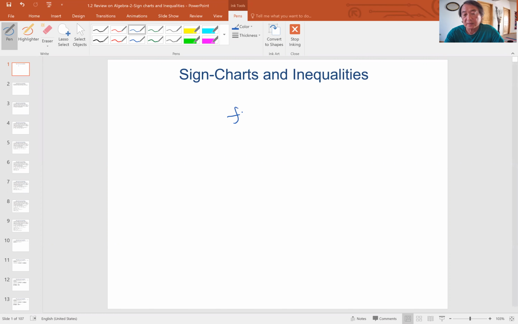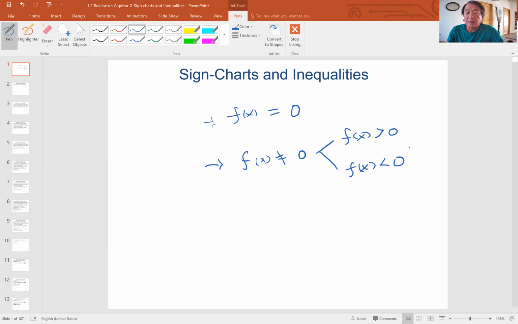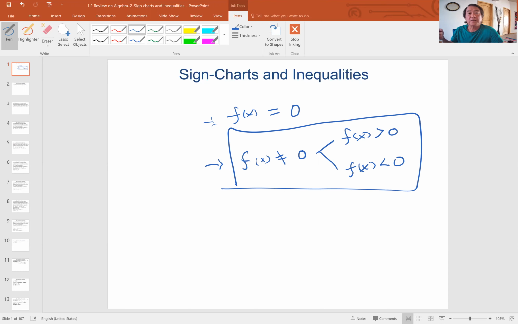Given the formula f of x, in previous sections we talked about solving for zero. The other question is when f of x does not equal 0, which we sort into two parts: when is f of x positive, that is bigger than 0, and when is f of x less than 0.